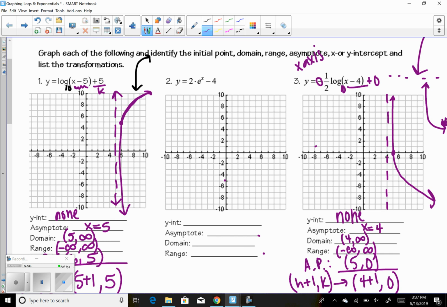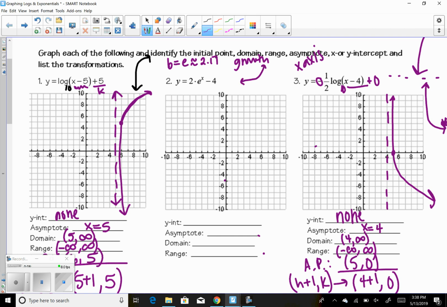All right, so number 2, going back now because this is going to be an exponential. Y equals 2 times e to the x minus 4. So this e is not a logarithm. E is approximately 2.17. So this is exponential, and the base here is e. So this is growth. Exponential growth starts small, and then it curves up quickly.